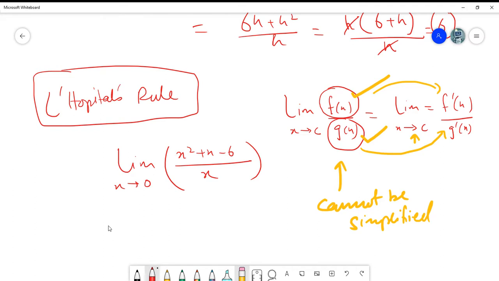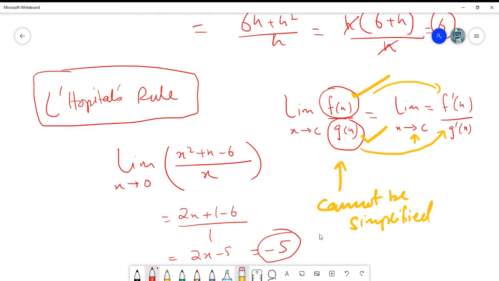So if we apply this rule here and differentiate this, we'll end up with 2x plus 1 minus 6 over 1. Now, if I further simplify this, this would give me 2x minus 5. And if I put 0 for x now, the limit would be negative 5.